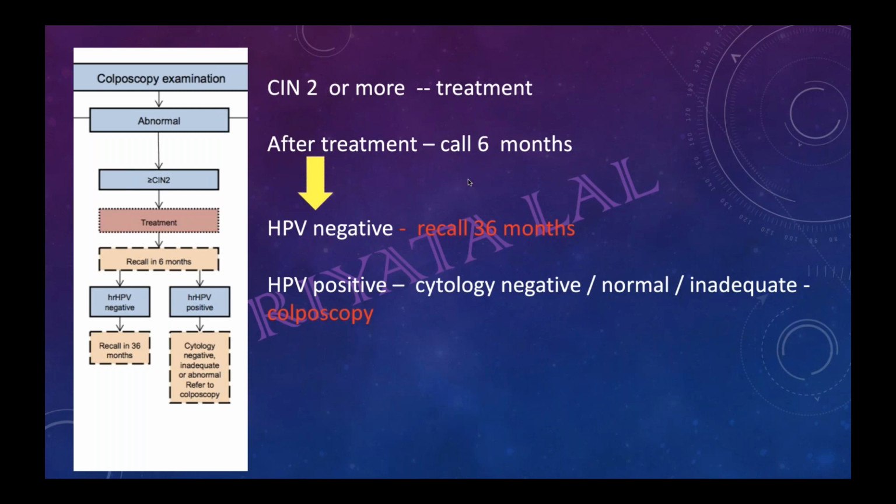What you will do at 6 months, you have only one thing to do, that is again HPV. If the HPV test has come negative, you will say, okay, come after 36 months, or 3 years. And if the test has become positive, irrespective of the cytology result, whether it is negative, normal, or abnormal, you have to refer this patient to colposcopy.